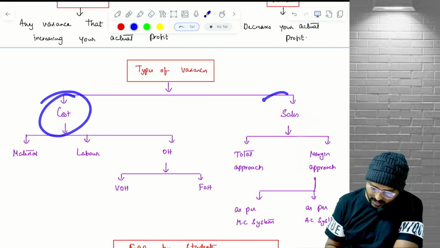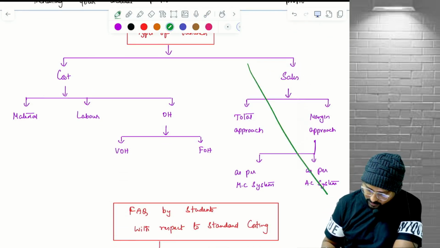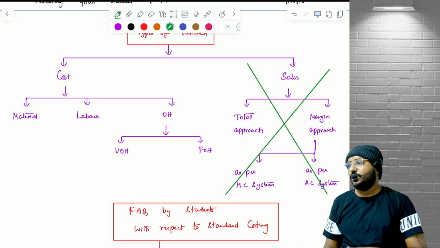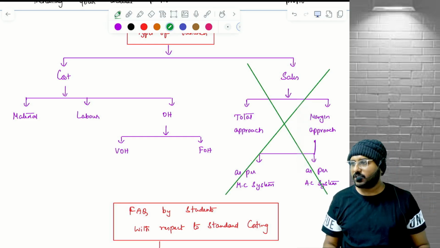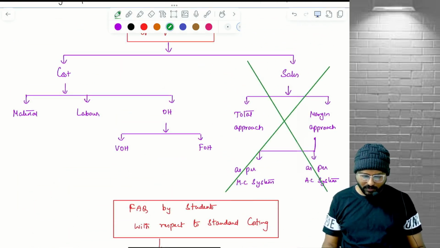Cost variance and sales variance. Anyways, I will strike this off because it is not there in your syllabus. So we don't have sales variances. What we have is only cost variance. Already I've removed the rest of the sales variances also from your material.